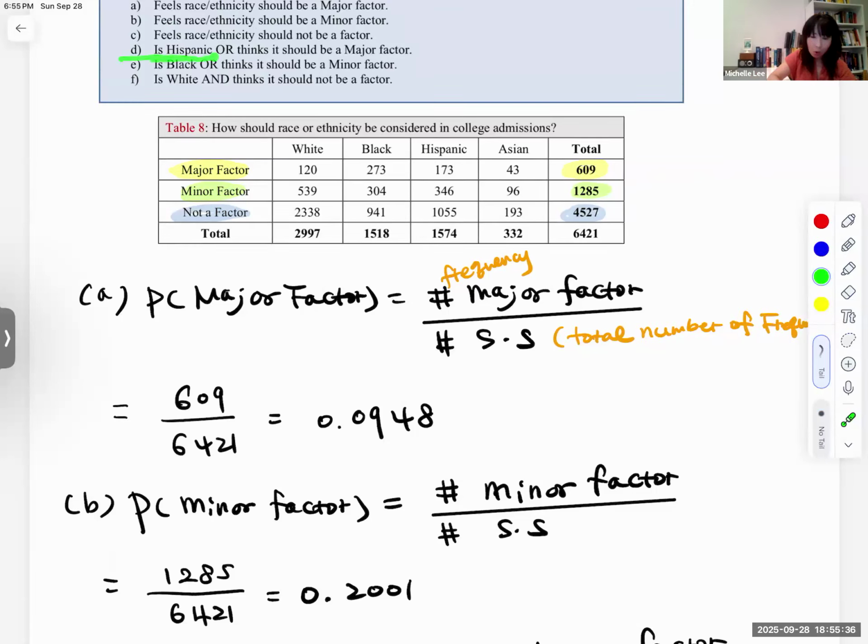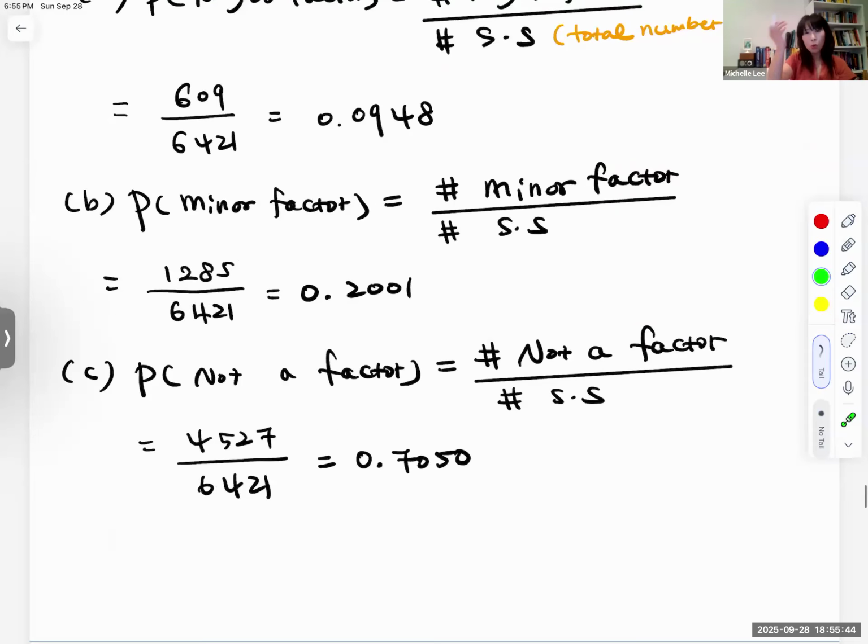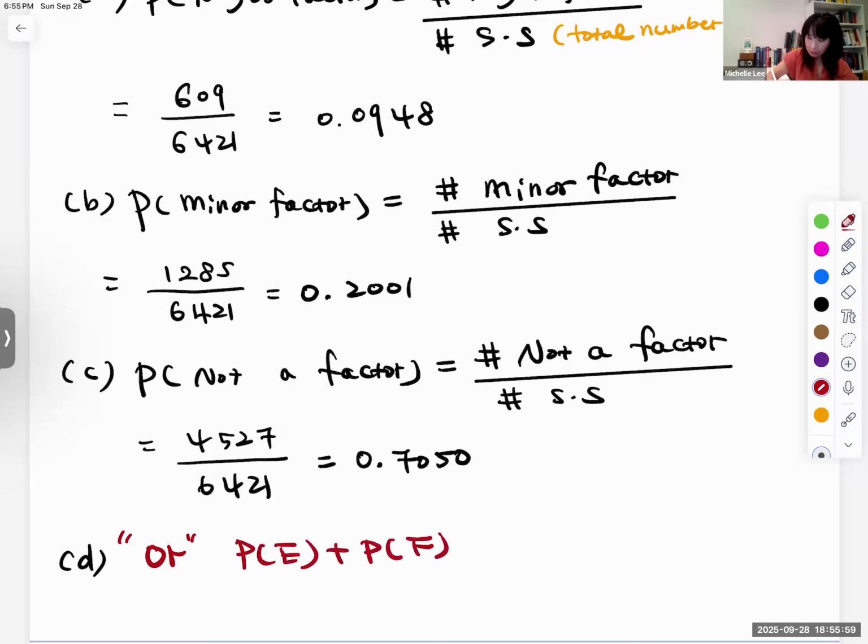Next one, Hispanic or major factors. So for the or part, we have to use the formula, right? So let me write down or: probability of event E plus probability of event F minus probability of event E and F, right? Disjoint, the last term is 0, not disjoint, we have to calculate, right? All right, so, using this one.